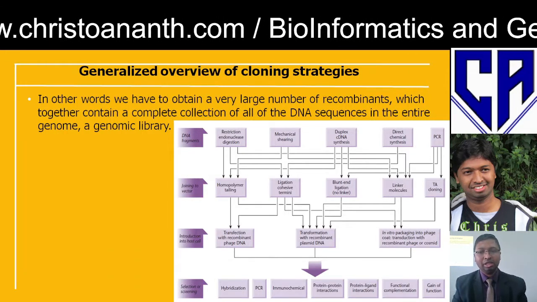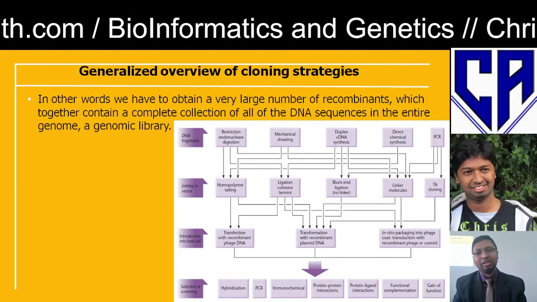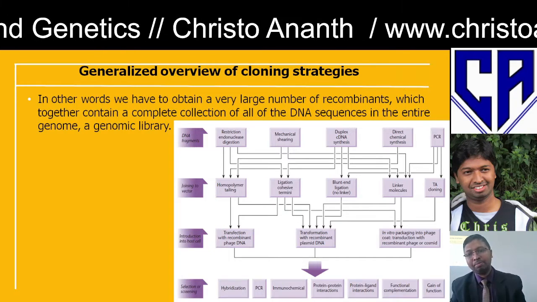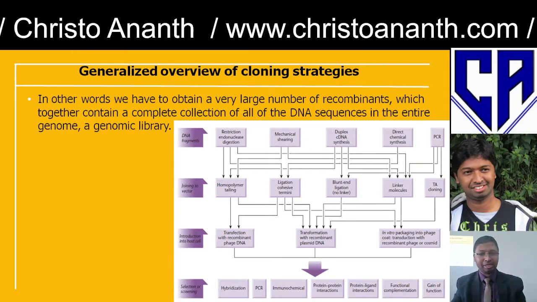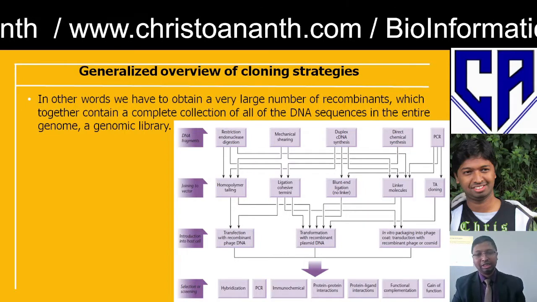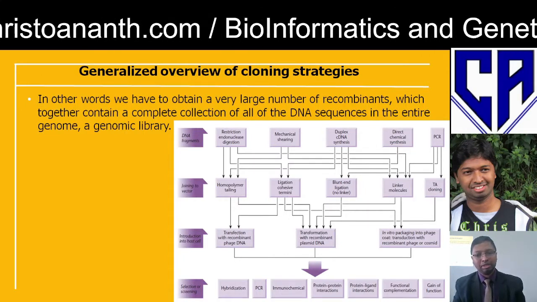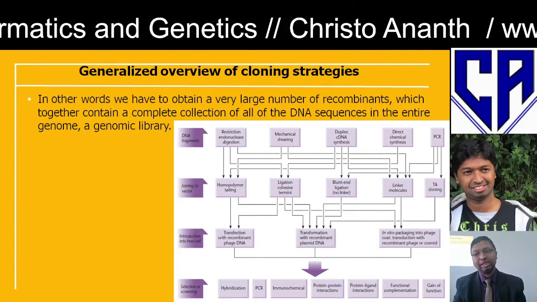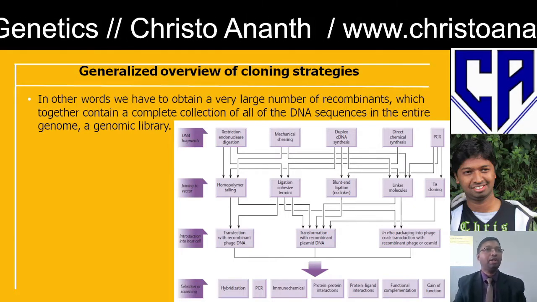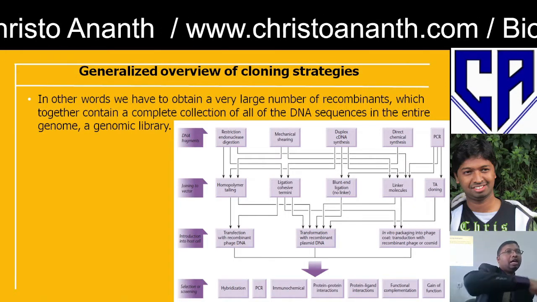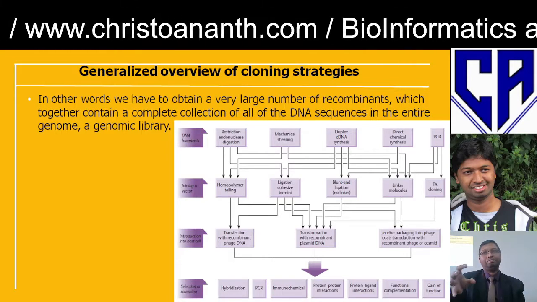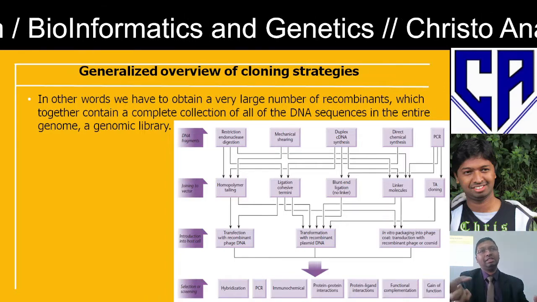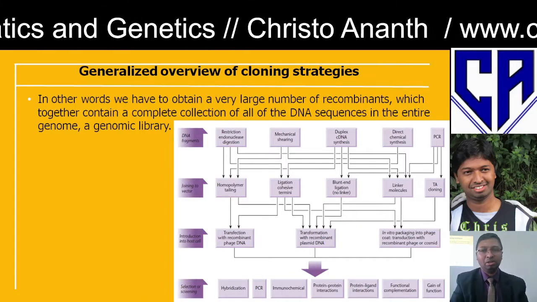TA cloning. Then you'll have introduction to the host cell: transfection with the recombinant phage DNA, then transformation with the recombinant plasmid DNA, and then packaging. Finally we go with selection and screening: hybridization, PCR, immunochemical methods, protein to protein interactions, protein to ligand interactions, functional complementation, and finally the gain of function. So this entire process goes with taking that particular desired DNA sequence and getting it into the cloning procedure.